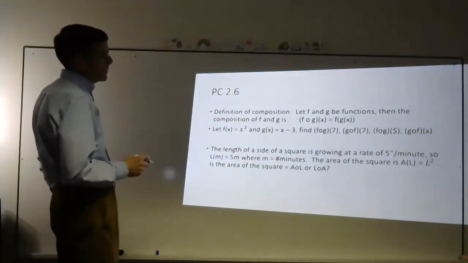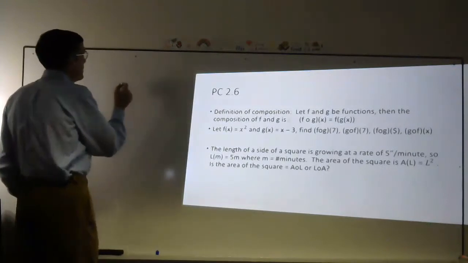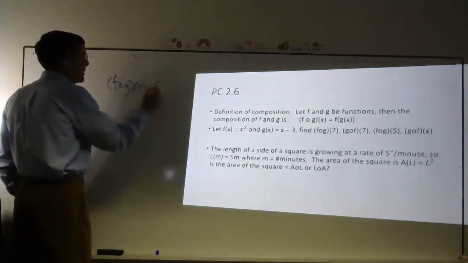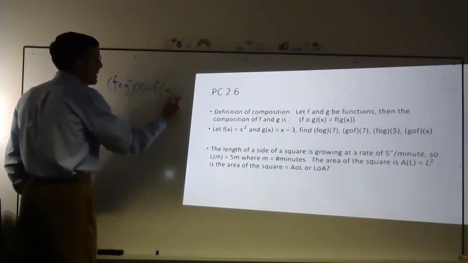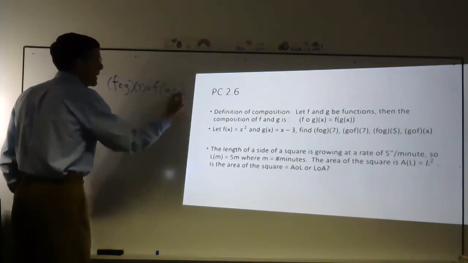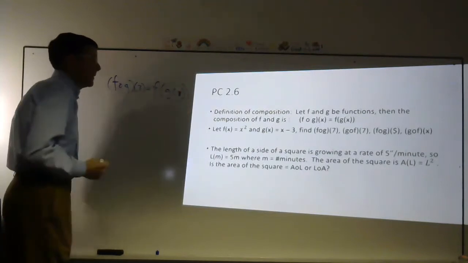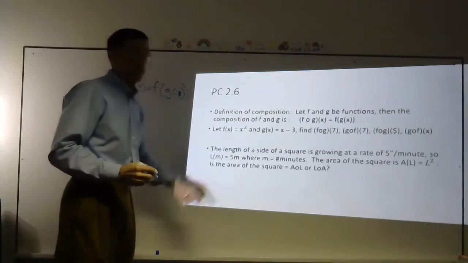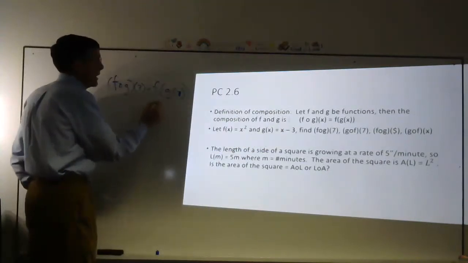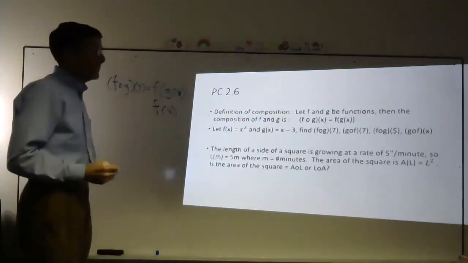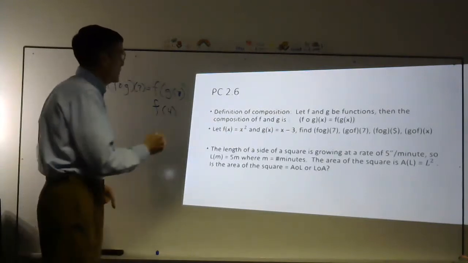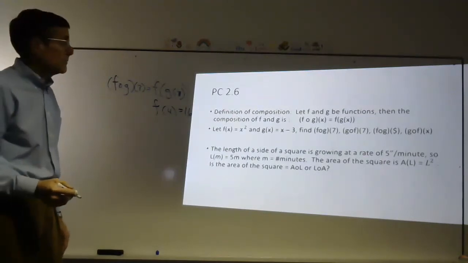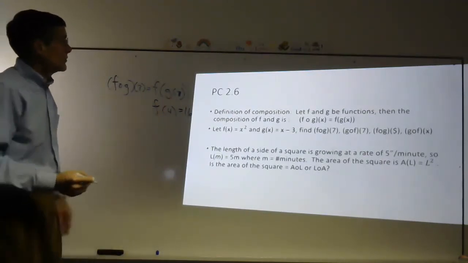f of x is x squared, g of x is x minus 3. f circle g of 7 is f of g of 7. So you must do g of 7. g of 7, is it not 4? So I have now f of 4. And f of 4, is it not 16? Yeah? Okay? How about g circle f of 7?